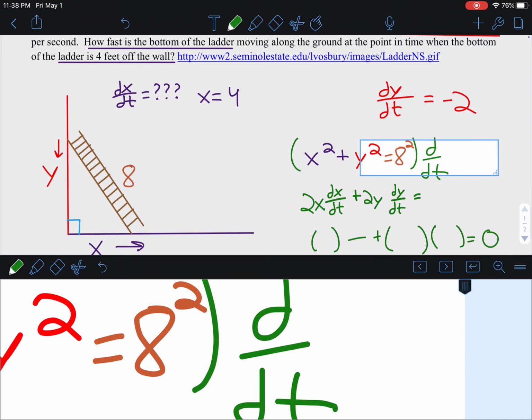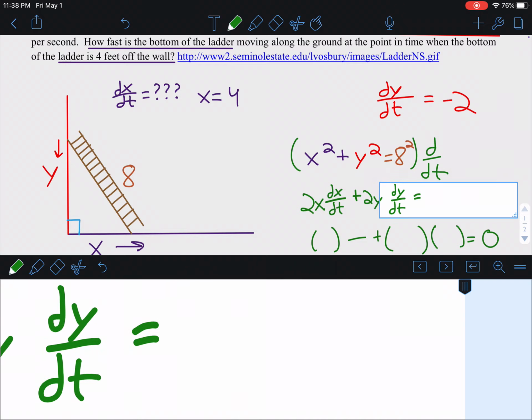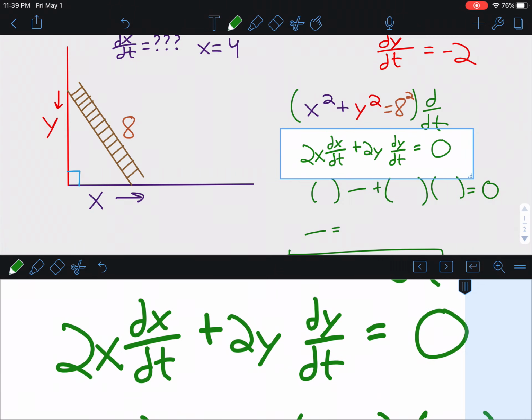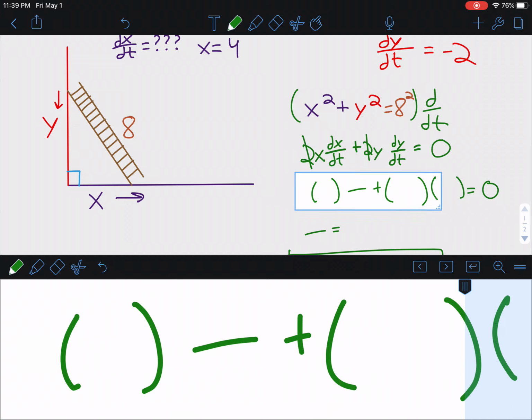And now here's a place you can make a real silly mistake. 8 squared is 64. What's the derivative of 64? It ain't 64. It's 0. And so, now that I have this, let me plug everything in. Oh, I'm sorry, I'm going to make my life easier, just like last time. Pythagorean theorem, divide everything by 2. What's 0 divided by 2? It's still 0. Okay, now let's plug everything in.